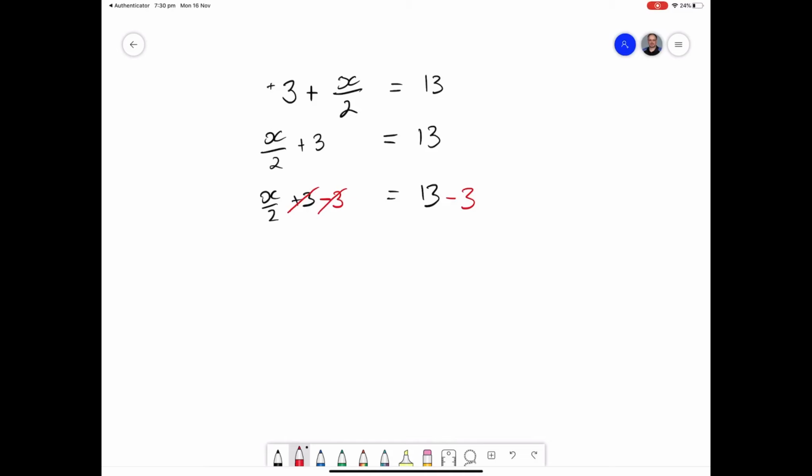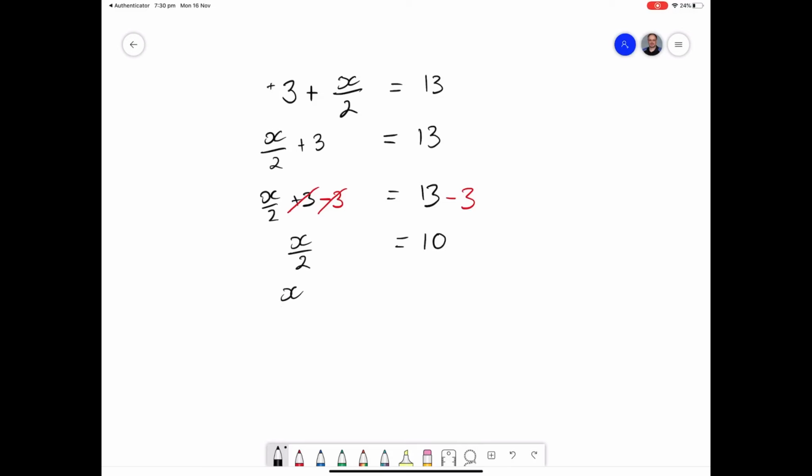If you add something and then take it away again, it's effectively 0. So we have x over 2 being equal to 13 take away 3, of course, which is 10. So now we have to get rid of this divided by 2.